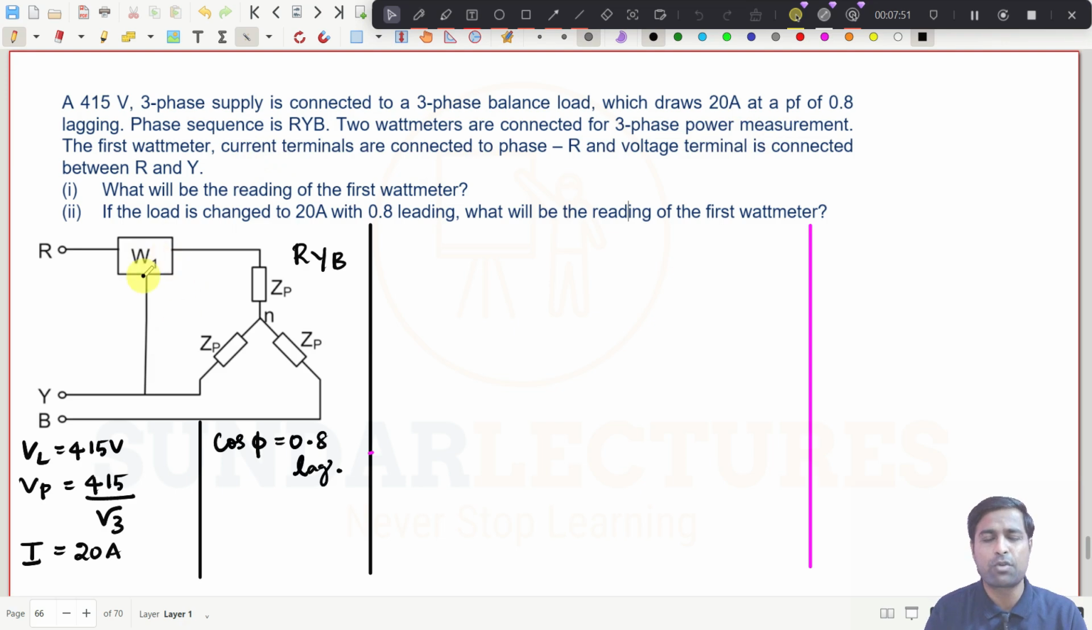Two wattmeters. They have shown you only a single wattmeter here because they are going to ask you what is the value of W1. They have not shown you W2, so don't think that there is no W2. It is there. Two wattmeters are connected to measure the power.